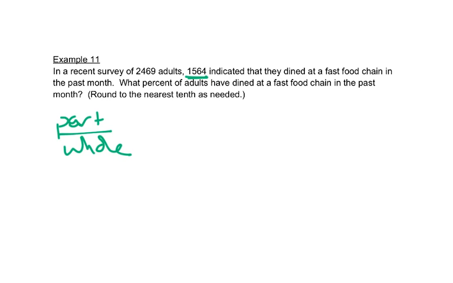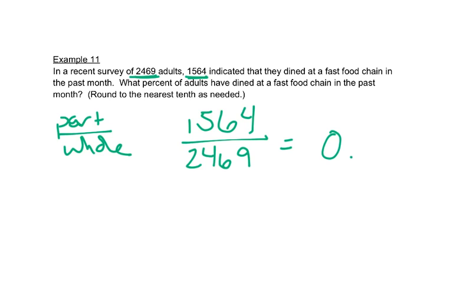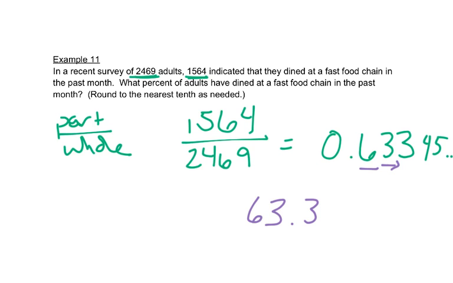So our part is the 1,564 out of the 2,469. It gives us a fraction. So we can do that division in order to change it. So we have 0.63345, and it keeps going. And then we'll multiply by 100 or move it 2 places to the right. So we get 63.345, and it keeps going.